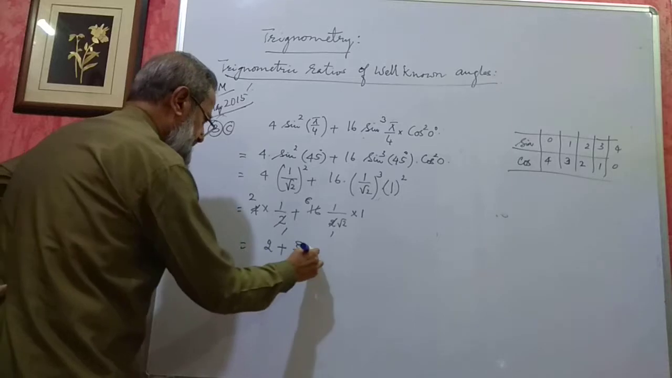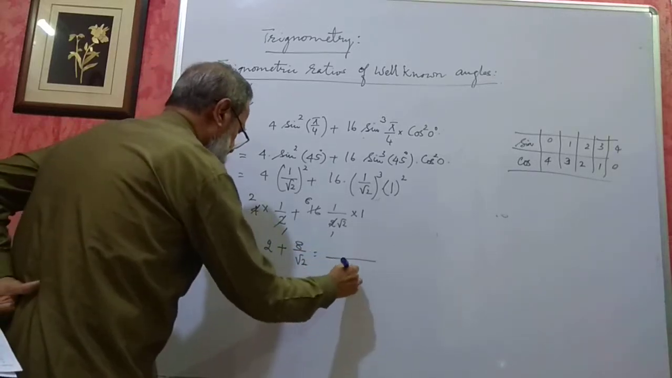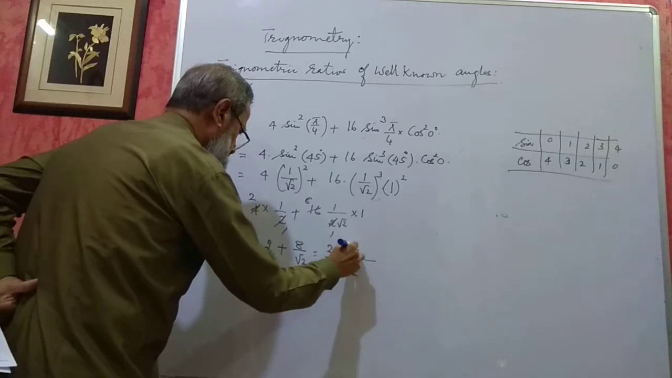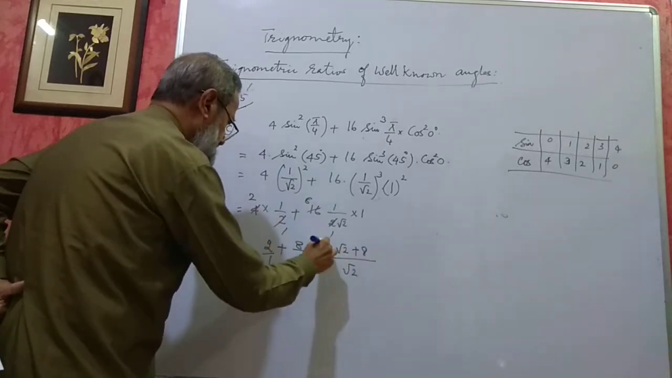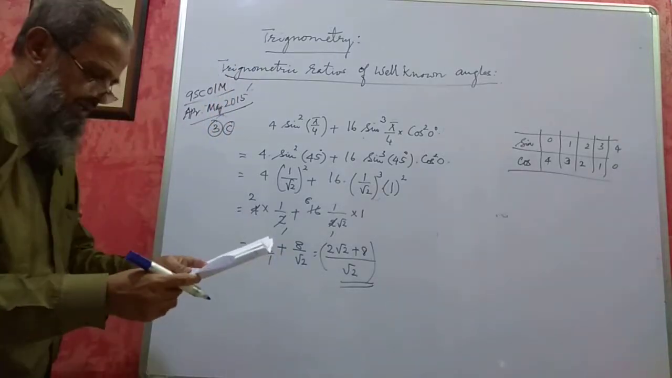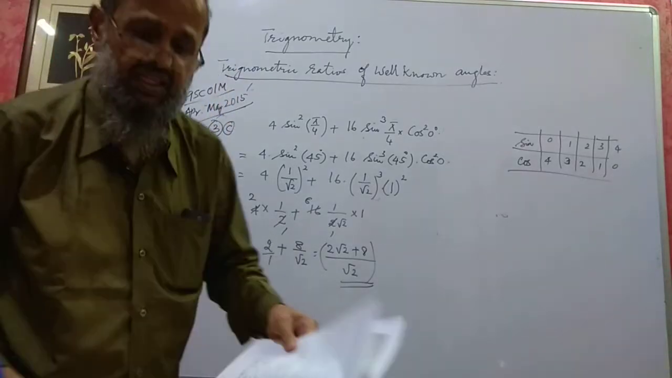You can leave it like that, or you can take LCM here. So it will be 2 root 2 plus 8 divided by root 2. This will be the answer. 5 marks for that.